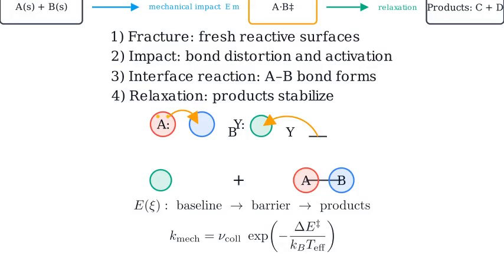Part 3. A simple statistical model. Treat each collision as a Bernoulli trial. The success probability per collision is the exponential of minus delta E double dagger over k_B times T effective. The probability of at least one successful activation in n collisions is 1 minus p to the n. If the number of collisions is proportional to milling time, the yield often follows 1 minus an exponential in time.